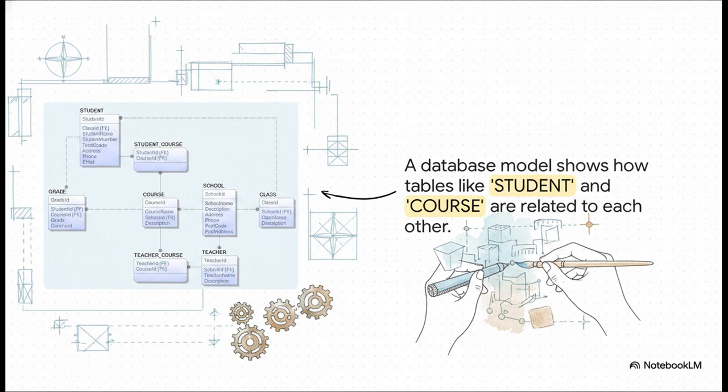First, you make a blueprint. In the world of databases, that blueprint is called an entity relationship diagram. It's basically a map. It shows you every single shelf or table, what kind of info is supposed to go on it, and most importantly, how all those different shelves are connected to each other.